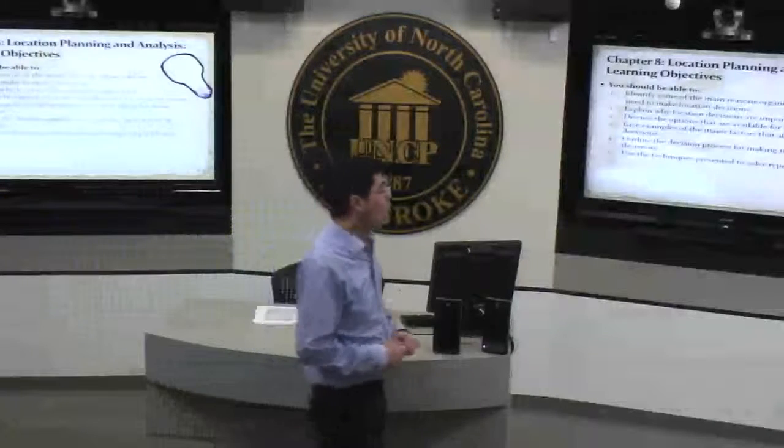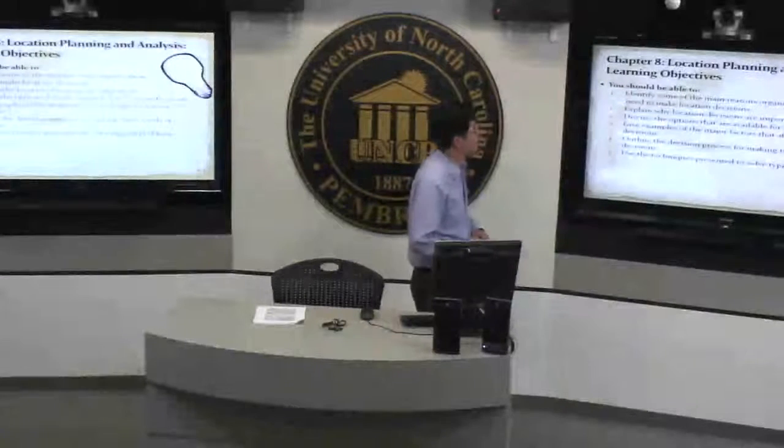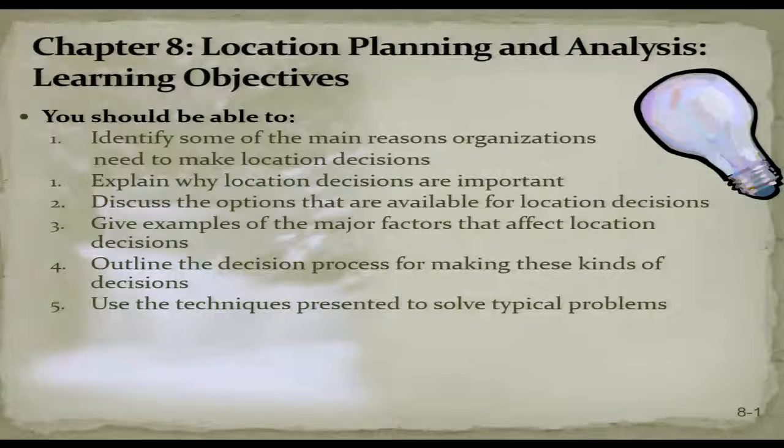Right? Chapter 8, location planning. Okay, in this chapter, we identify some reasons why location decision is so important. And we discuss different options for location decision. We'll discuss examples of major factors that affect our location decision. And the process for making the decision will also be described. Finally, definitely some models, techniques to help us make our decision. We can talk day by day about different factors we should consider, but finally we need to provide you guys some technical models we can use for location decision.